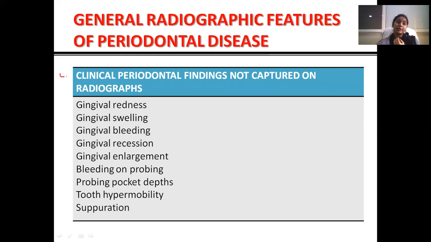Next, this is very important. What are the periodontal findings that are captured on radiographs and what are not captured on radiographs? All the soft tissue findings are not captured on radiographs, right? Soft tissue findings cannot appear on the radiographs. So gingival redness, swelling, bleeding, probing pocket depths, and suppuration cannot appear on the radiographs.